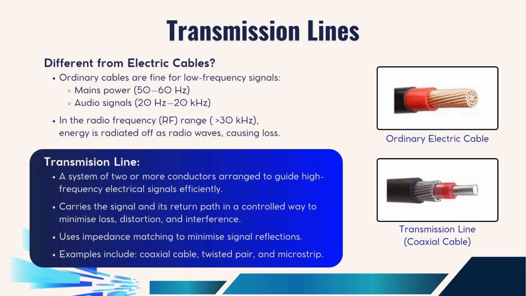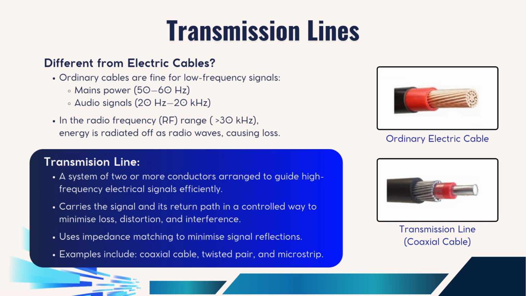This is why we use transmission lines, which are a system of two or more conductors arranged to guide high-frequency electrical signals efficiently. The transmission line carries the signal and its return path in a controlled way to minimize loss, distortion, and interference. And by using impedance matching on the two different lines, they help to minimize signal reflections. So examples of transmission lines that we use are coaxial cables, twisted pairs, and microstrips.